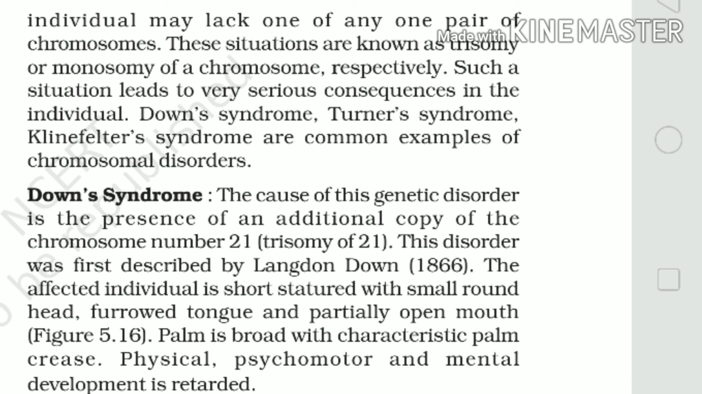This disorder was first described by Langdon Down, 1866. That's why the name. The affected individual is short-statured with small round head, furrowed tongue, and partially open mouth. Palm is broad with characteristic palm crease. Physical, psychomotor, and mental development is retarded. These are the specific features of people with Down syndrome.